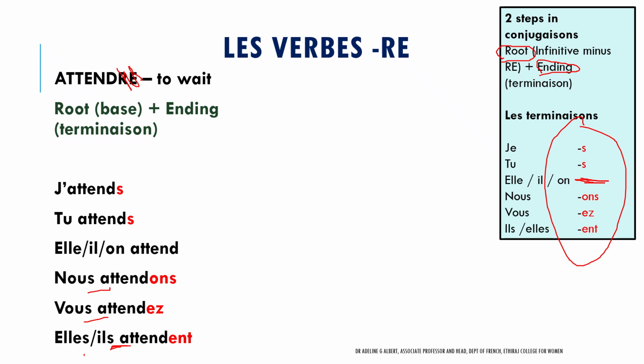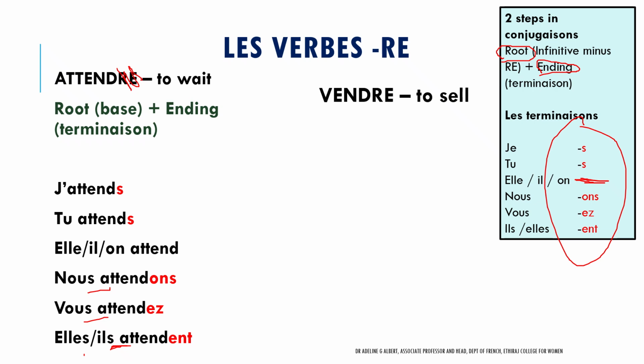Spend some time, memorize. Now we are working on RE. Previously we worked on IR. The endings were je, IS, tu, IS, il, elle, on, IT, nous, ISS, ONS, vous, ISS, EZ, il, elle, plural, ISS, ENT. Now we are looking at the endings for RE verbs. Je, tu, it is S. Il, elle, on, there's nothing. Nous, vous, ils and elles, just like your ER verbs. So, nous is ONS, vous is EZ, il, elle, plural is ENT.